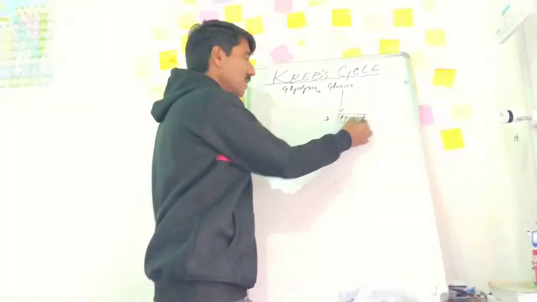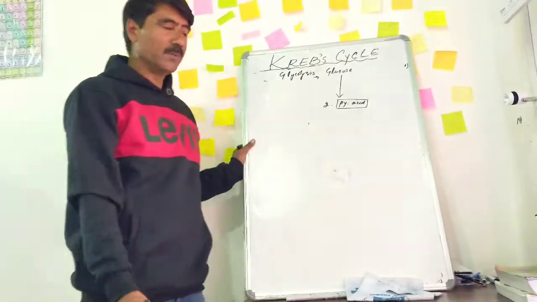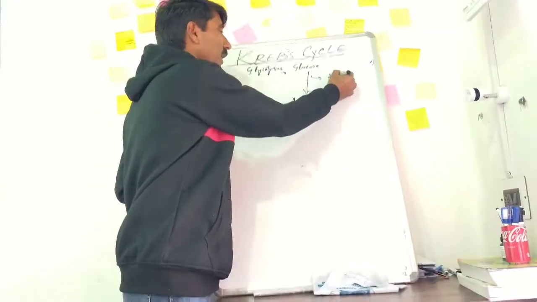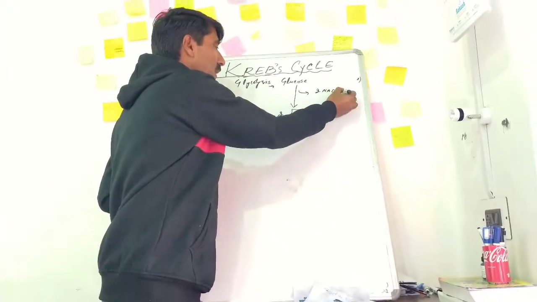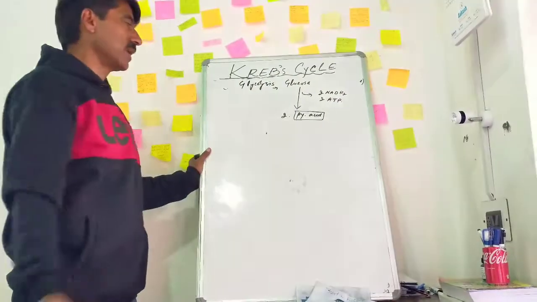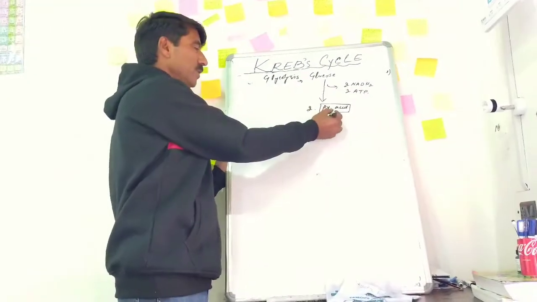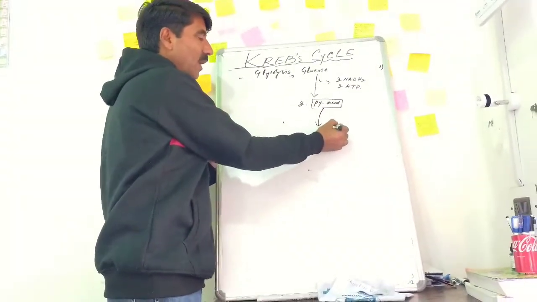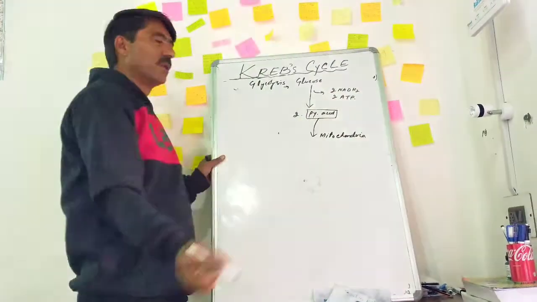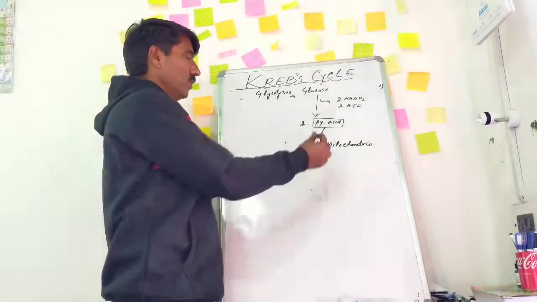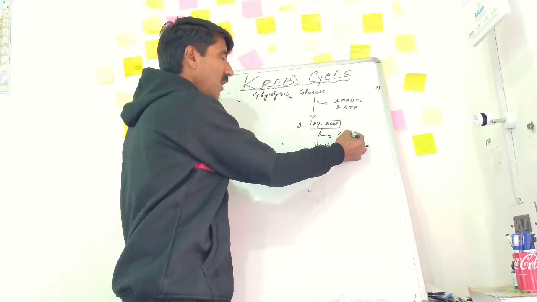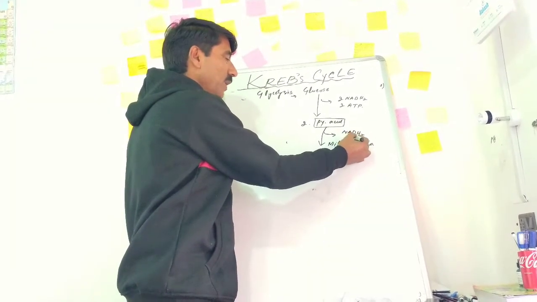Pyruvic acid, also called as pyruvate in ionic form. Now, during this process, there is production of two NADH2 molecules and two ATP molecules. Now, this pyruvic acid is now transported to the mitochondria, and in the mitochondria this pyruvic acid is further oxidized into carbon dioxide and produces several reduced coenzymes like NADH2, FADH2.